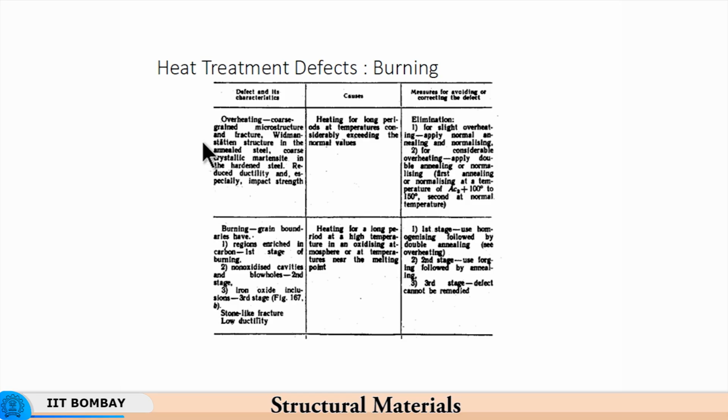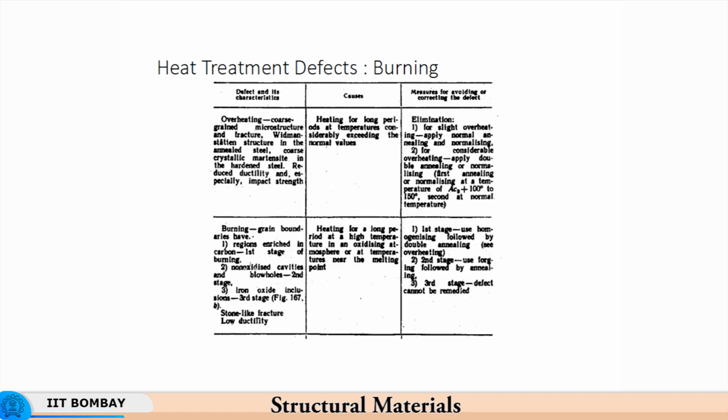So what we do is that we take corrective action in the form of normal annealing and normalizing. So you first anneal the material and then normalize it if it has been overheated and it has become highly coarse grained. For considerable overheating, apply double annealing or normalizing. So first annealing and normalizing at a temperature 100 to 150 degrees centigrade above the AC3 line, and second annealing at normal temperature. So basically it can be corrected by heat treatment itself.